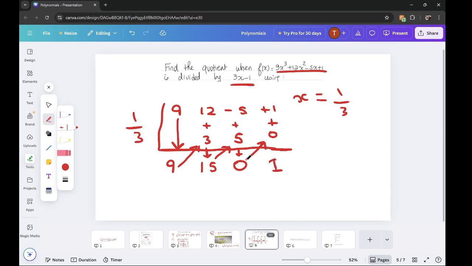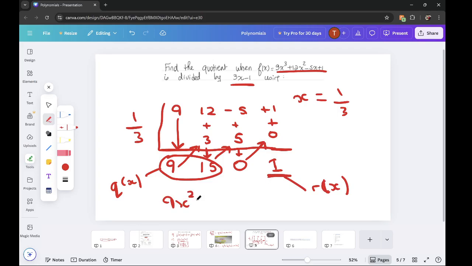So now you must be wondering, where's our remainder, and where's our quotient? It's really simple. Basically, your quotient is this expression here. This is q of x, and your remainder is this here. This is your r of x. Your remainder will be 1, and your quotient will be 9x squared plus 15x. That is what your quotient will be.